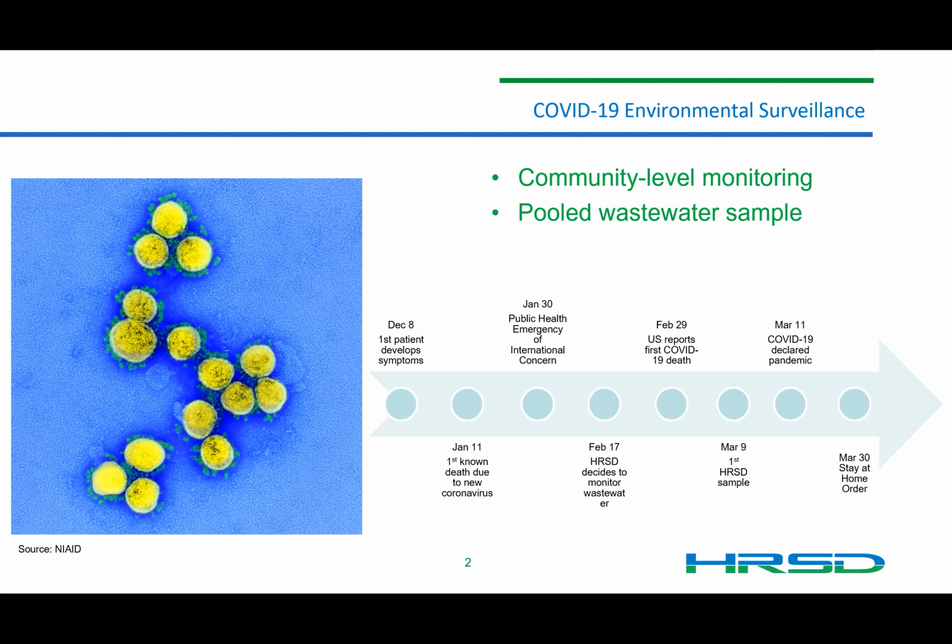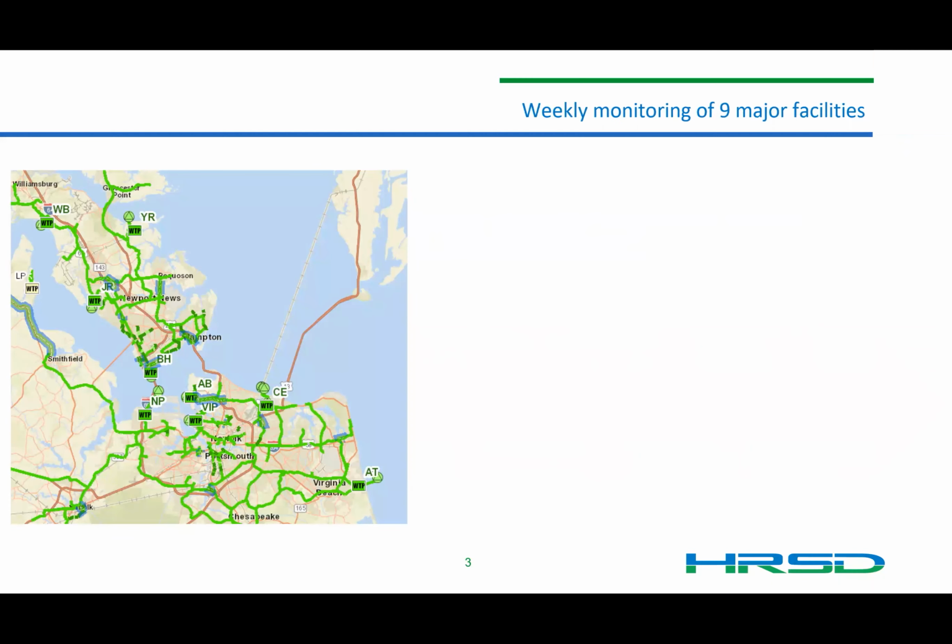And the reason we were really able to get up and going was because we actually already had an environmental surveillance program where we were monitoring for antibiotic resistance and various reference pathogens. So it was a fairly easy transition. And a little bit later, I'll talk about what it took to actually optimize and validate those assays here at HRSD. But first, the map you're looking at is the Hampton Roads region.